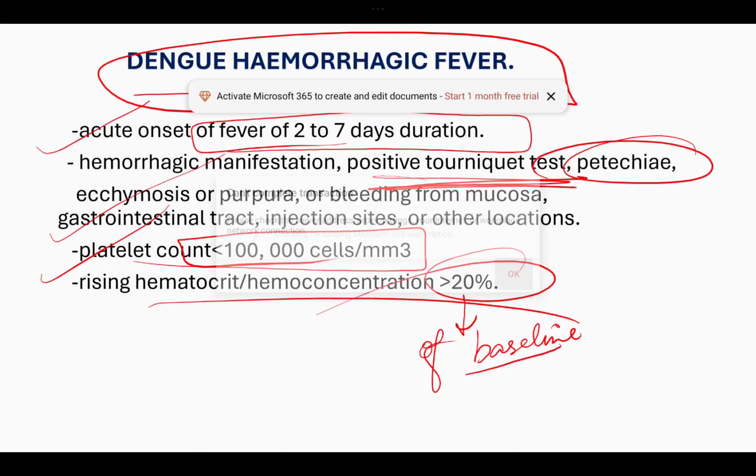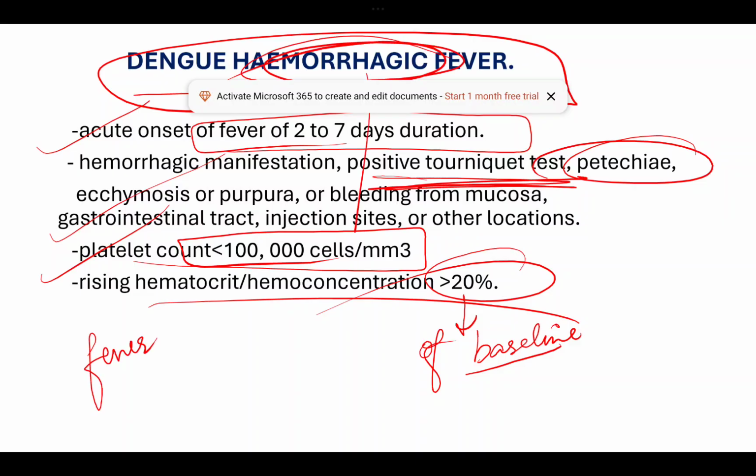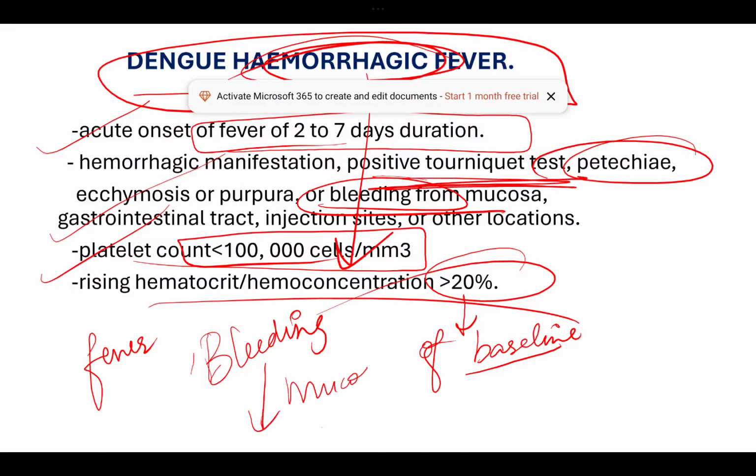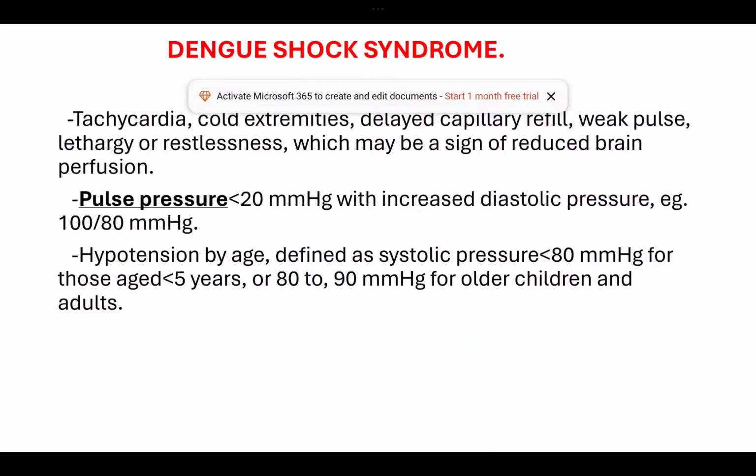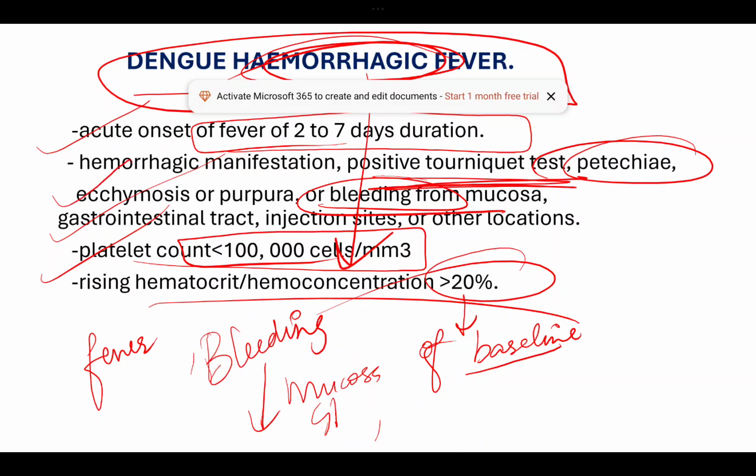Is it clear? In the dengue hemorrhagic fever, we have acute onset of fever. Okay, in the word hemorrhagic itself, you know that the patient will present with bleeding. The bleeding can occur from the mucosa, gastrointestinal tract, and the patient can also present with spots like petechiae, ecchymosis. The patient can present with ecchymosis, purpura, petechiae, positive tourniquet test. Is it clear? Now we'll move further.